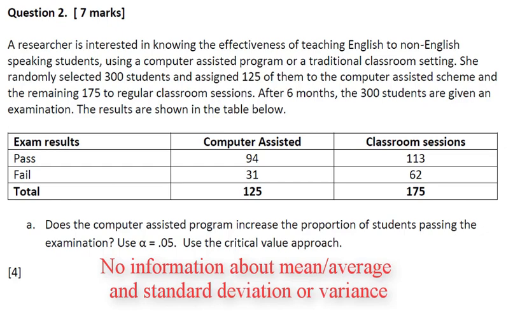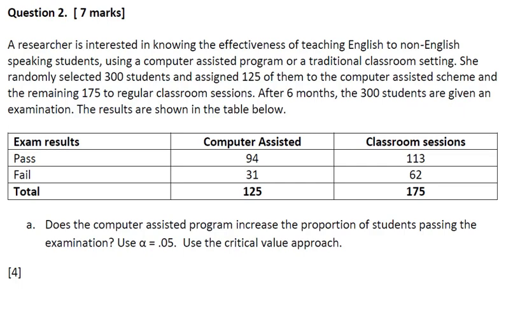That could be a clue, an indication that we're probably dealing with proportion. If the question is about mean, I promise you, they will give you at least something like the average, the mean, and the variance, the standard deviation. Does the computer program increase the proportion of students passing the examination? Use alpha equal 0.05 and the critical value approach. We are told to use the critical value approach. We will not use the p-value approach as we did in question 1. So now we know the question is about proportion.